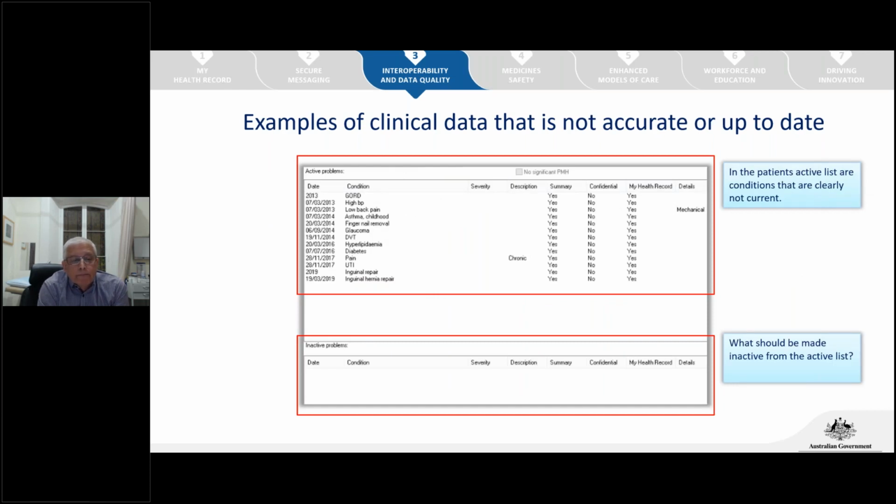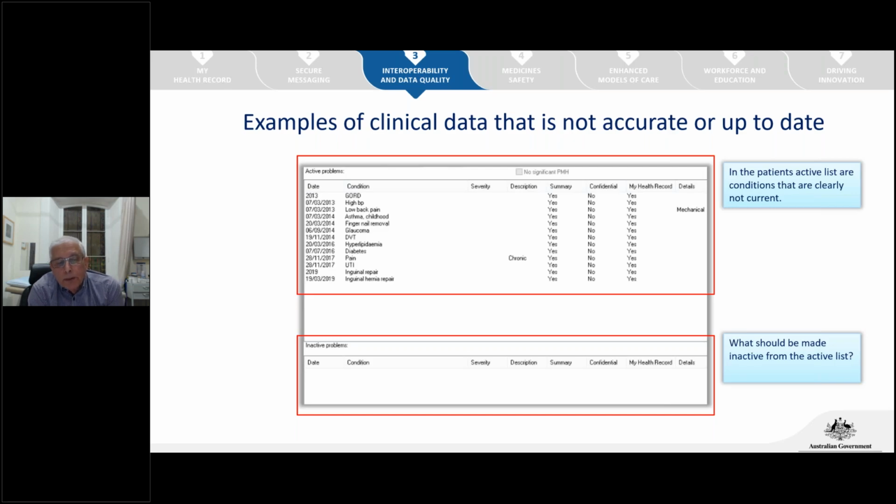Now then, Peter, looking at this clinical data in Mr. Harding's file, and I'm conscious that we're getting very close to time, would you be able to just quickly go through with us looking at the active problems and highlighting just quickly active problems versus inactive problems?